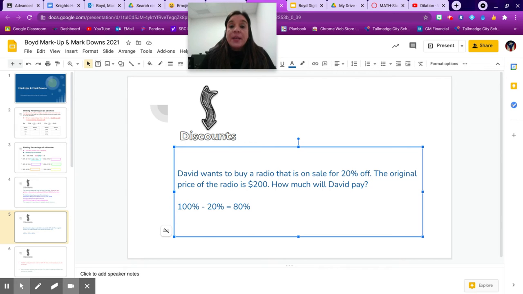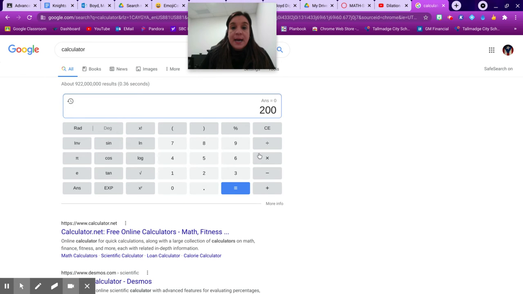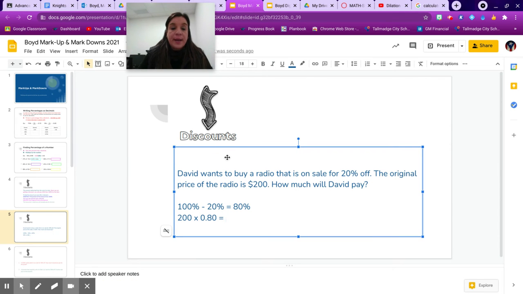All right. So he knows that the radio is $200 originally, but he's only going to pay 80%. So we're going to take that $200, we're going to multiply it by 80%, 0.80, and that's going to give us our new amount. So let's come over here to our calculator and let's do 200 times, he's paying 80%, 0.80, and hit equals. He's going to pay $160. All right, so we'll come back over here. He's going to pay $160.